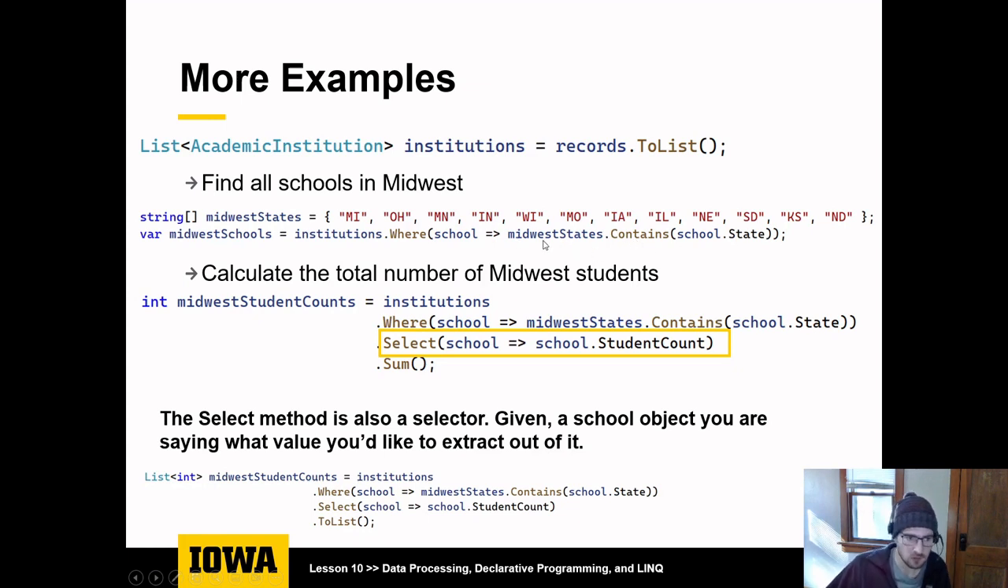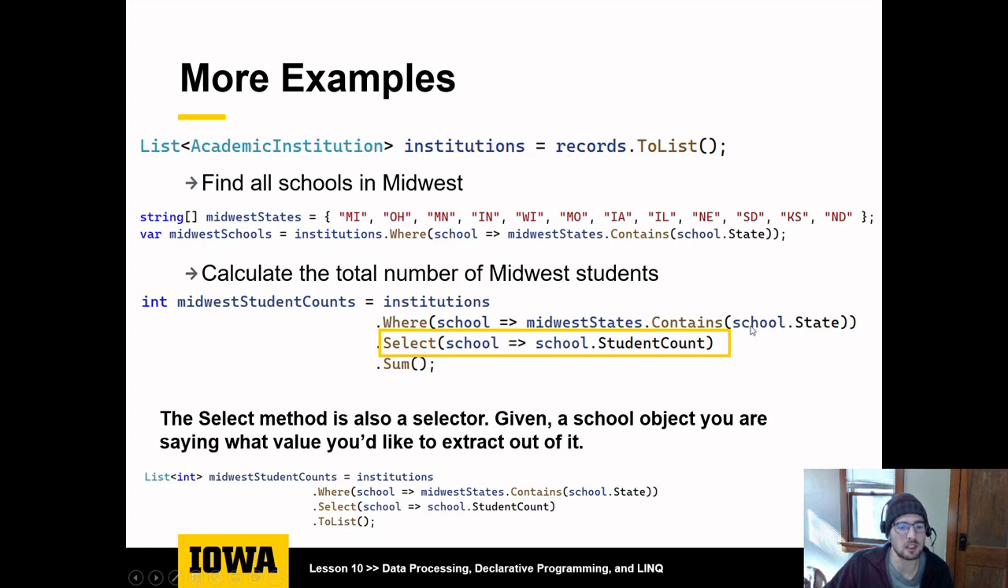Okay, and here's another example. Similar to the previous one where we summed the student counts, to sum the total number of Midwest students we can first find all the schools that are in the Midwest, and then from there we can perform a selection. Here I'm performing the selection in a separate step from the summing.